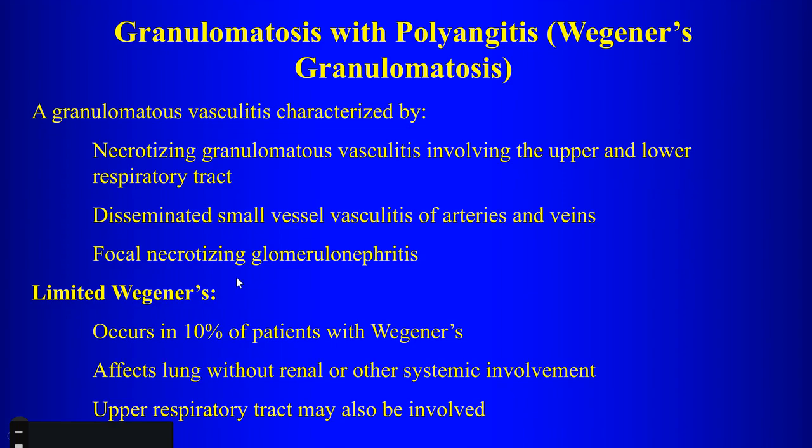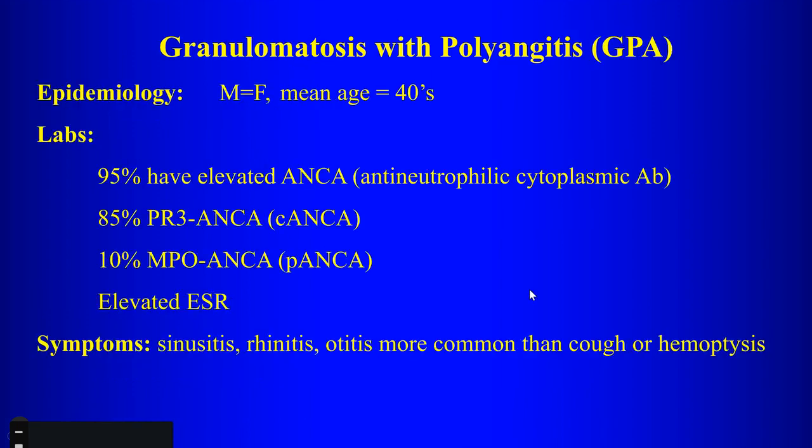Now, there is a form called limited Wegener's, and this is where we might be the ones who make the diagnosis based on the lung findings, because it affects about 10% of patients, and it affects the lungs without renal or other systemic involvement. So this is why, if you have cavitary lesions on your imaging, you might include vasculitis in your differential, because there are these cases where it might be the only manifestation of the vasculitis. With GPA, the upper respiratory tract may also be involved, so you can also get tracheal involvement with GPA.